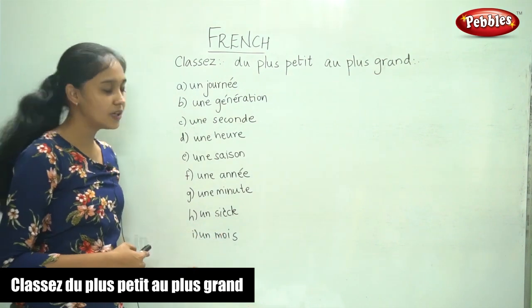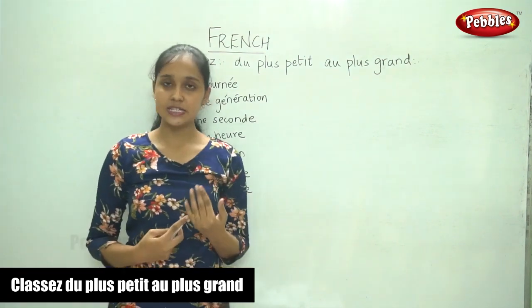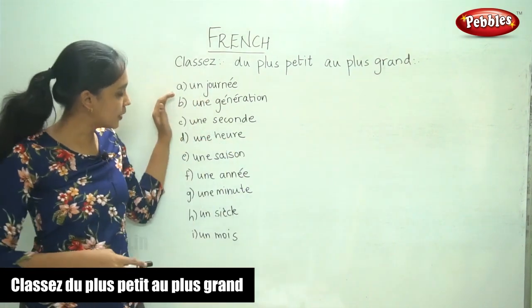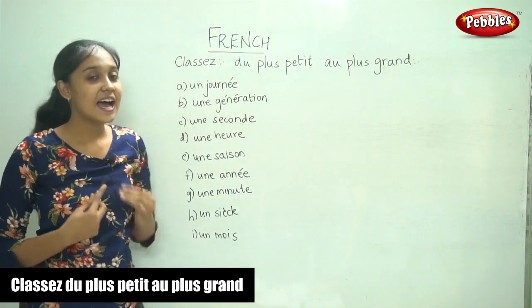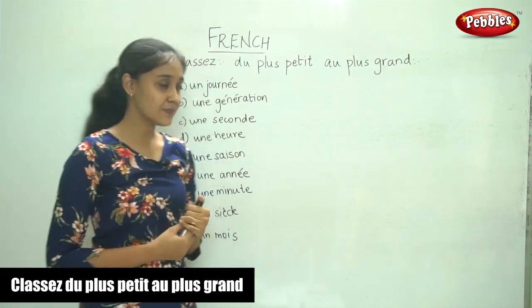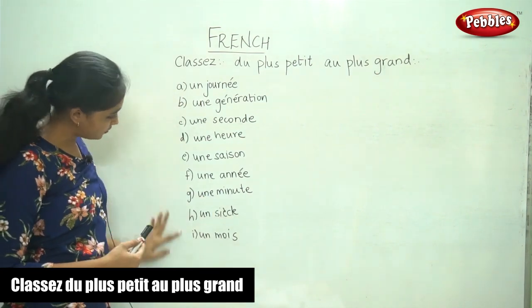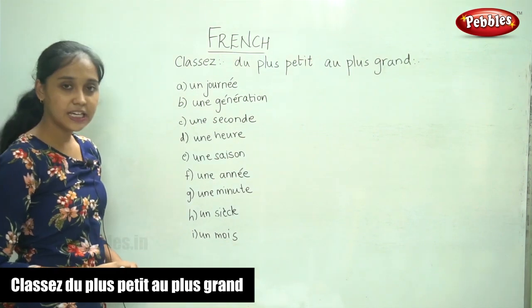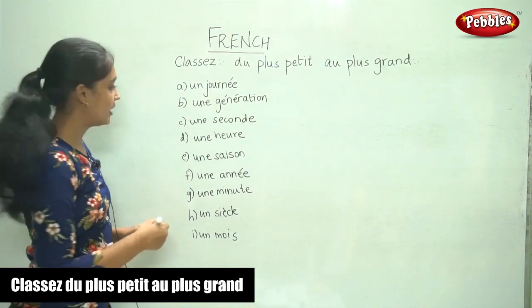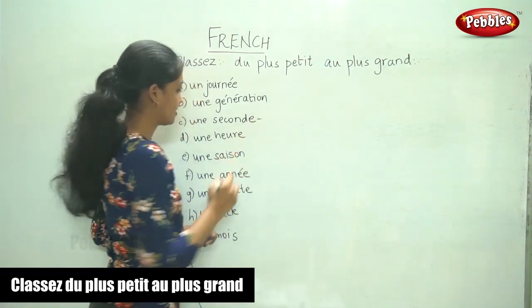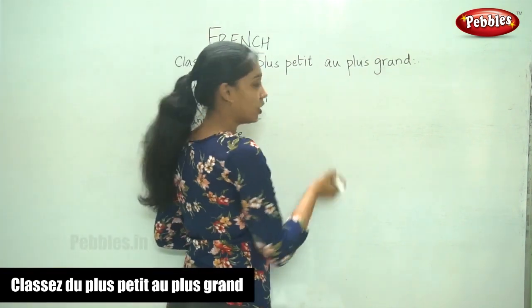You must be knowing the meanings for most of these words. We have already come across most of these words, and I hope you remember the meaning. So let us begin by writing the smallest. Which of these would be the smallest? It would be a second, right? So this would be first. We'll write it here in order.